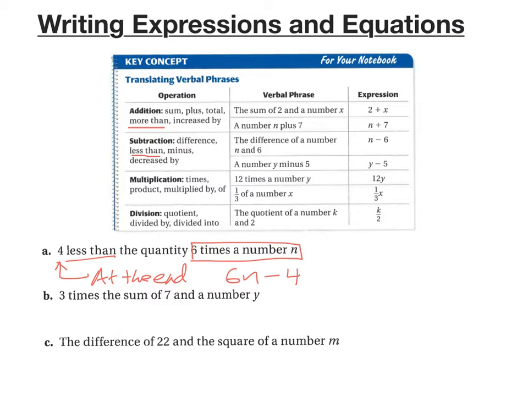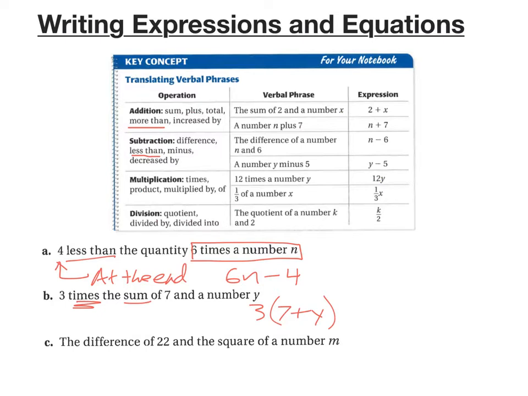Example B, we have 3 times the sum of 7 and a number y. Now this one's kind of tricky because we have two things going on here. We have 3 times and we have the sum. Now I'm multiplying 3 by the sum of 7 and y. So I'm going to write the sum of 7 and y first. And we're multiplying 3 times this sum, so I'm going to put parentheses around it. 3 times the quantity 7 plus y is the expression.